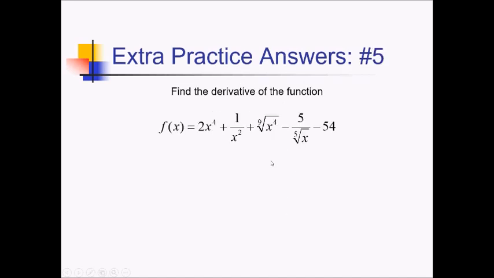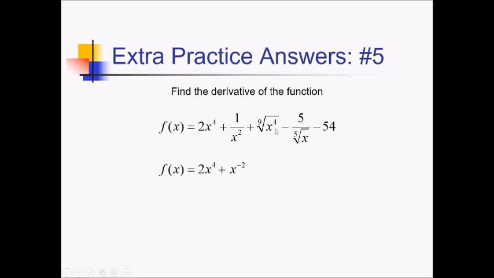To make my life a little bit easier on this problem, before I take the derivative, I'm going to first rewrite all of these with just something times x to some power. So this 2x to the 4th, I'm fine with the way that is. But this next one, 1 over x squared, I'd like to rewrite that as x to the negative 2 so that I can use the power rule in a moment.